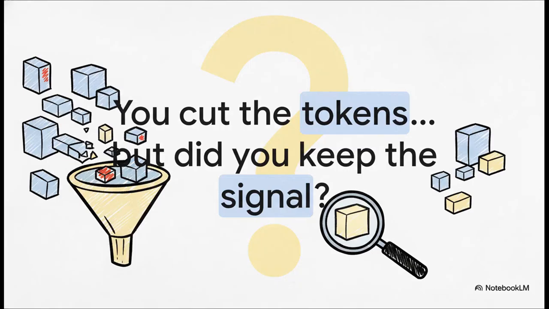So as you go out and start implementing this in your own projects, always come back to this one question. You cut the tokens, but did you keep the signal? Finding that perfect balance, that's the real key to mastering context compression and building some truly amazing AI applications.